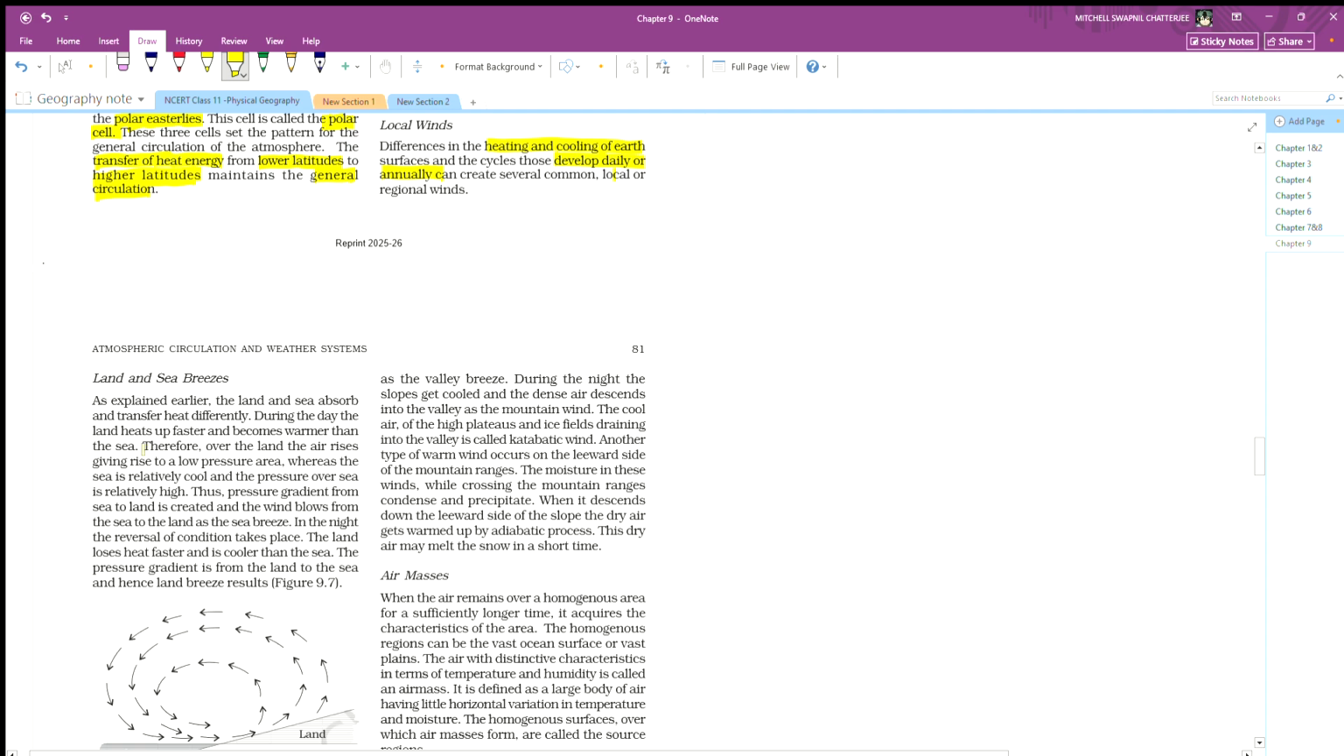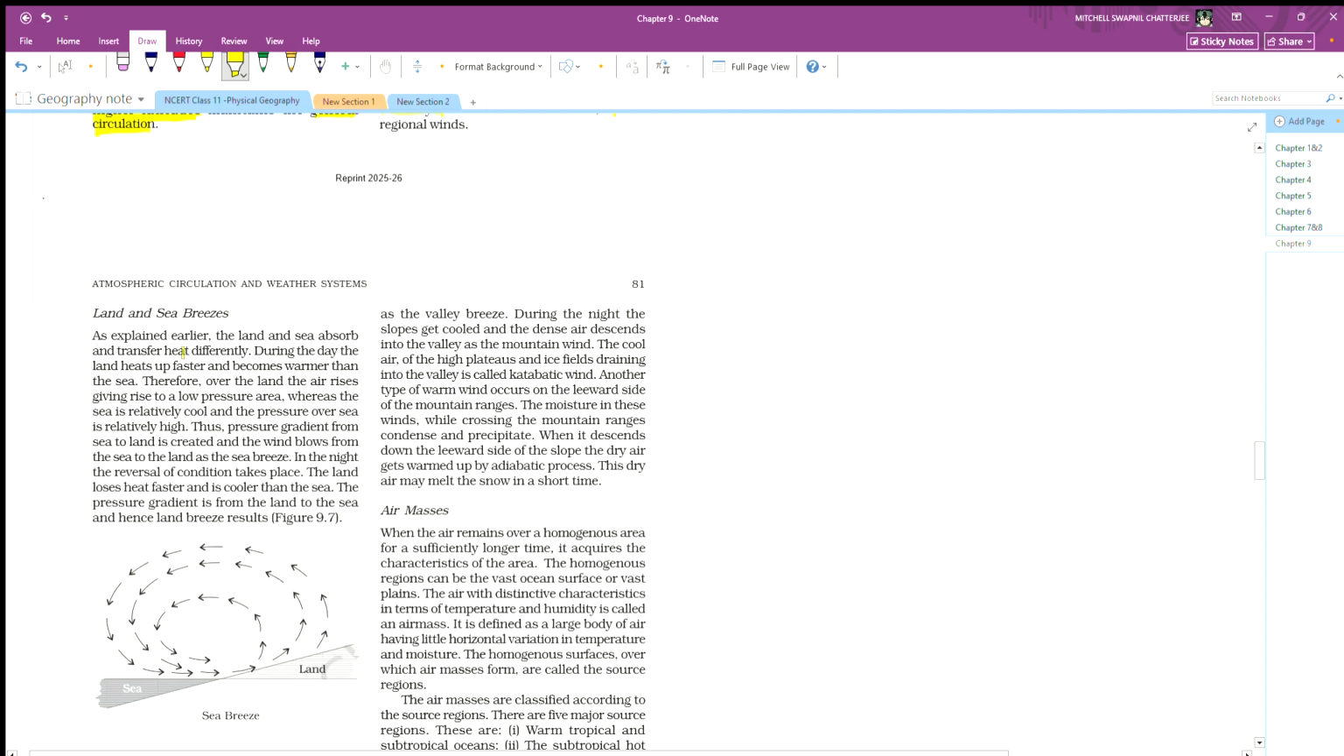Land and sea breeze. This is much easier. As explained earlier, land and sea absorb and transfer heat differently. During the day, the land heats up fast and becomes warmer than the sea. Therefore, over the land, the air rises, giving rise to a low pressure area.